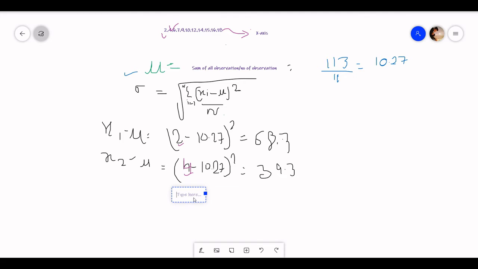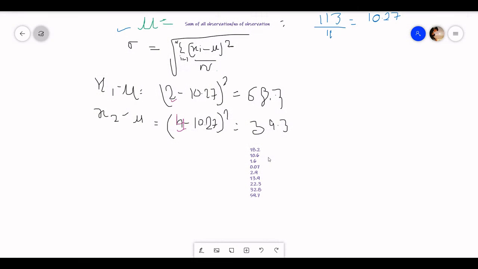I am simply writing the answers directly over here. So next will be equal to 18.2. After that we have 10.6, 1.6, 0.07, 2.9, 13.9, 22.3, 32.8, 59.7. So these are the values of our calculations.